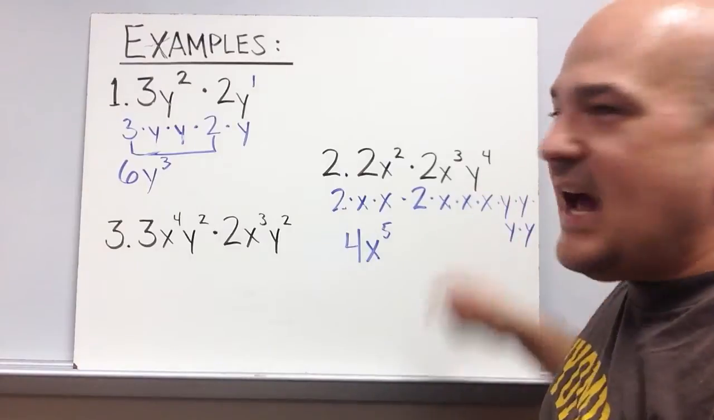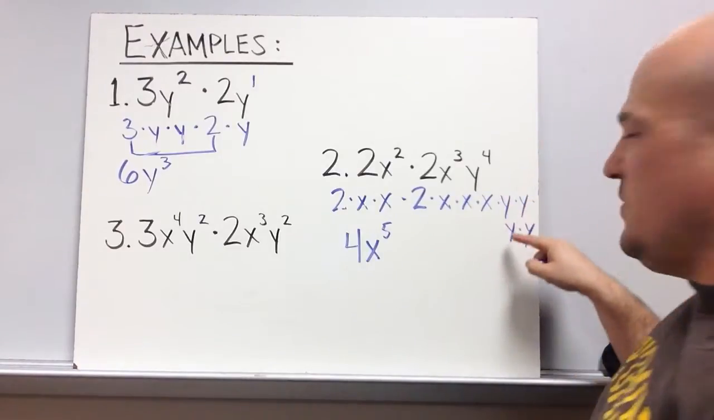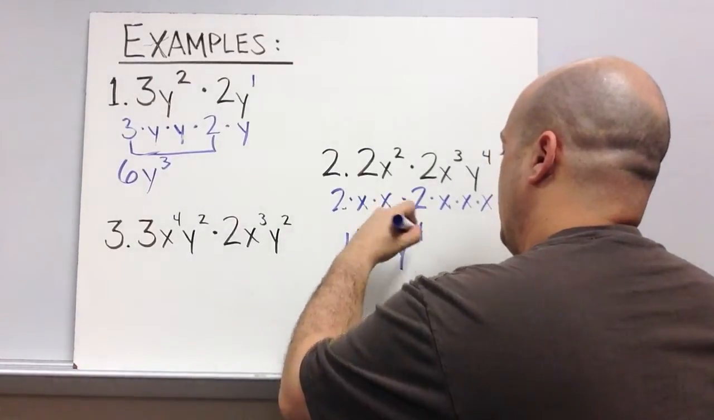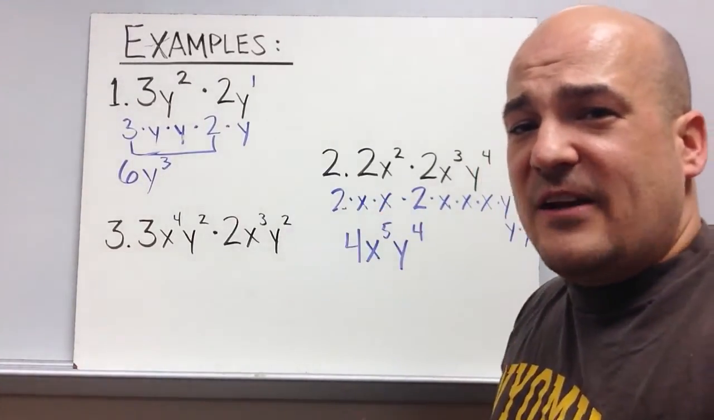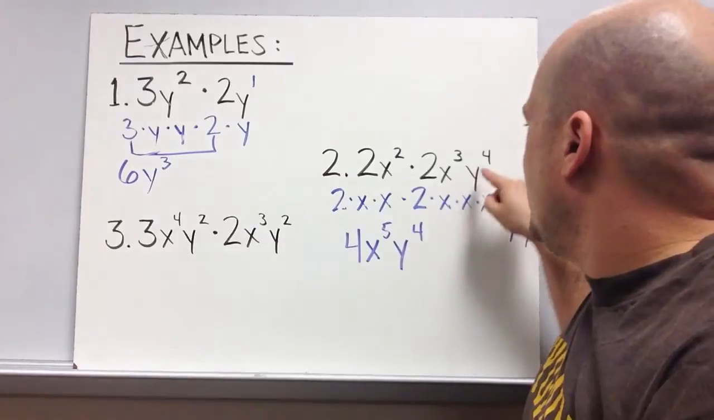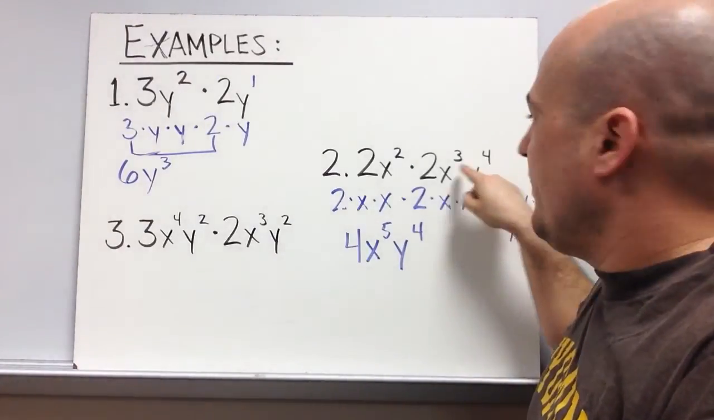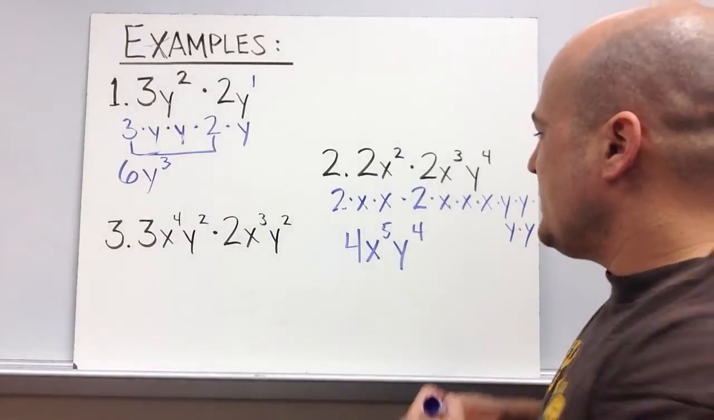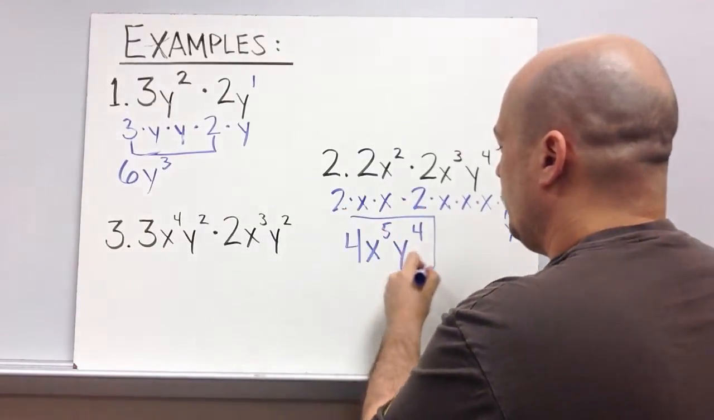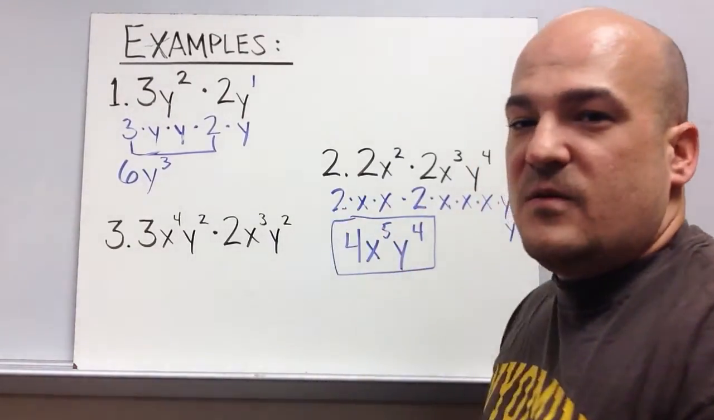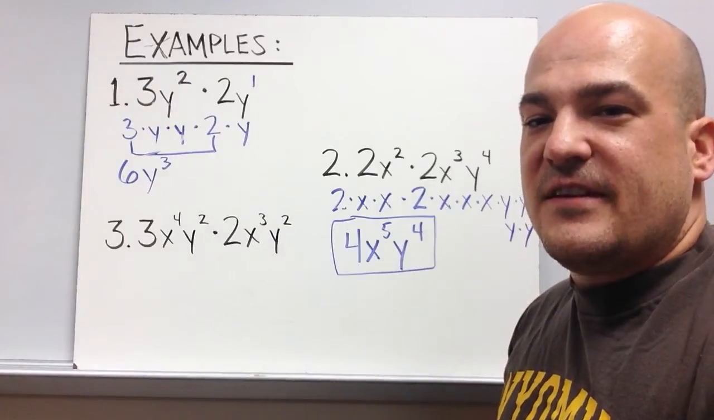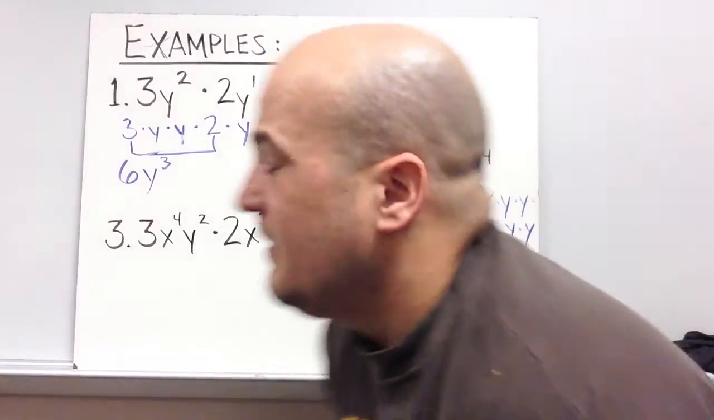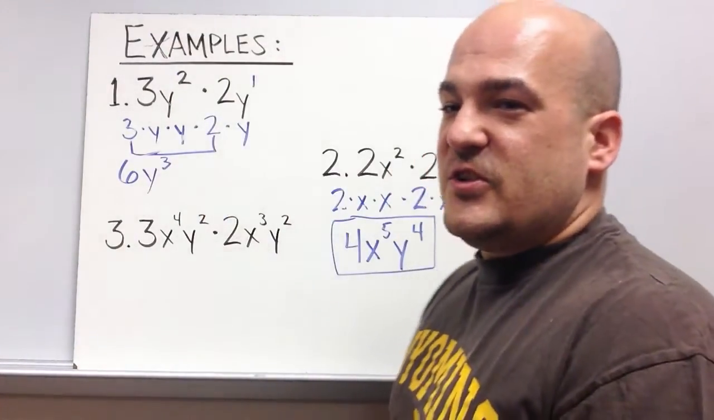Okay, and then I'm going to add up all my y's. 1, 2, 3, 4. Okay, and if you don't want to write down all your y's and count all your y's, then just look. I've got y to the fourth and no other y's, so I must have y to the fourth down here. And this is my solution: 4x to the fifth times y to the fourth. Okay, makes sense? One last example, then I'll cut you loose on your own.